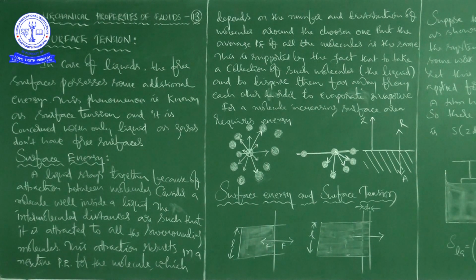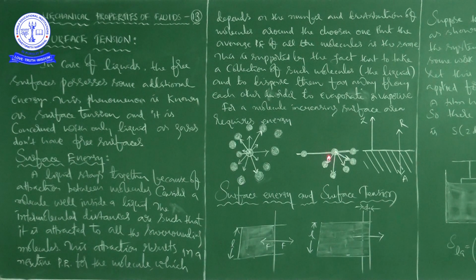So this molecular attraction, this intermolecular attraction, causes some potential energy. That is negative potential energy. That is what the molecule is going to experience, right? But at the same time we have to keep in mind that the average potential energy of all the molecules is the same. Now we are going to discuss by taking one molecule as an example.